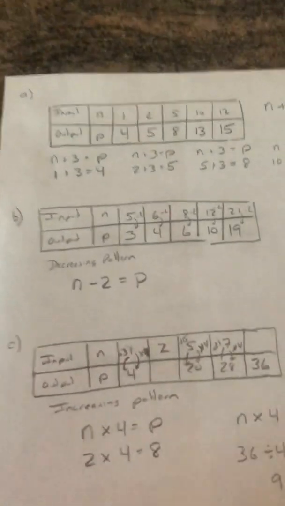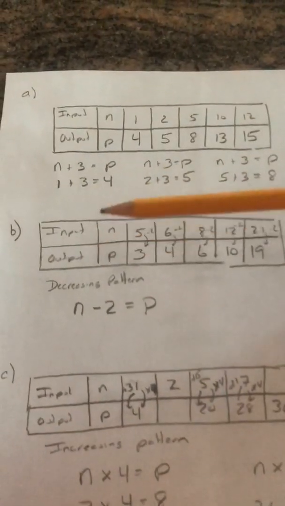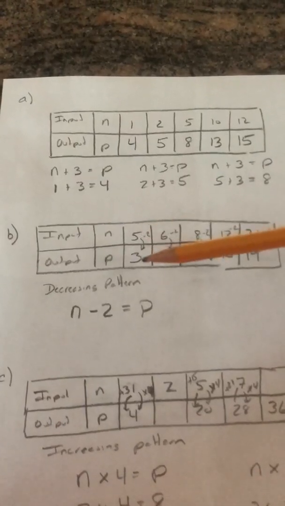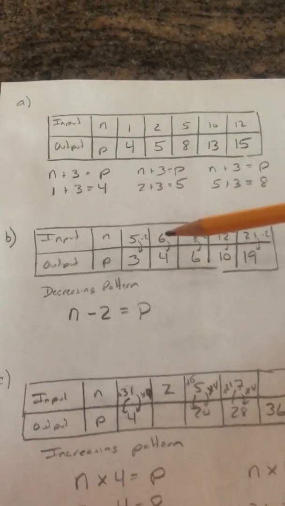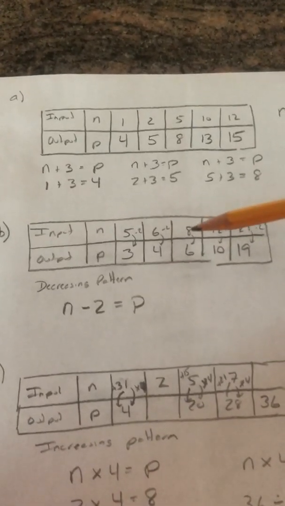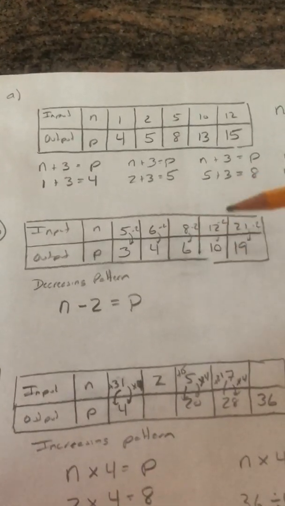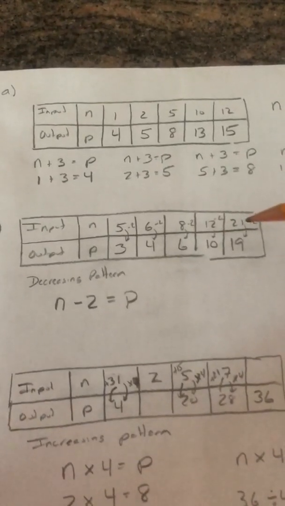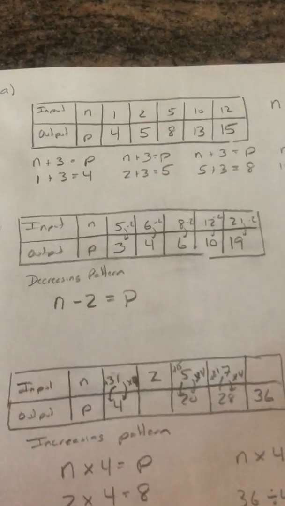Now on the next one, our input and output. Again, we had an input of 5, the output was 3. Our input was 6, our output was 4. Our input was 8, our output was 6. Our input was 12 and our output was 10. And our input was 21 and our output was 19.